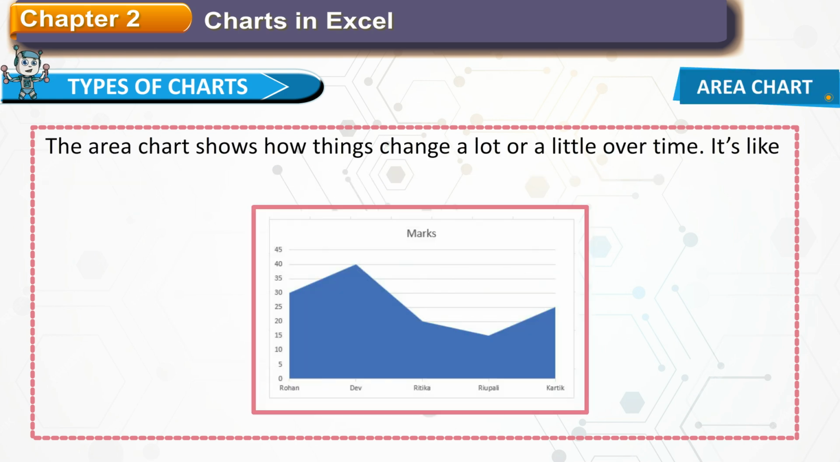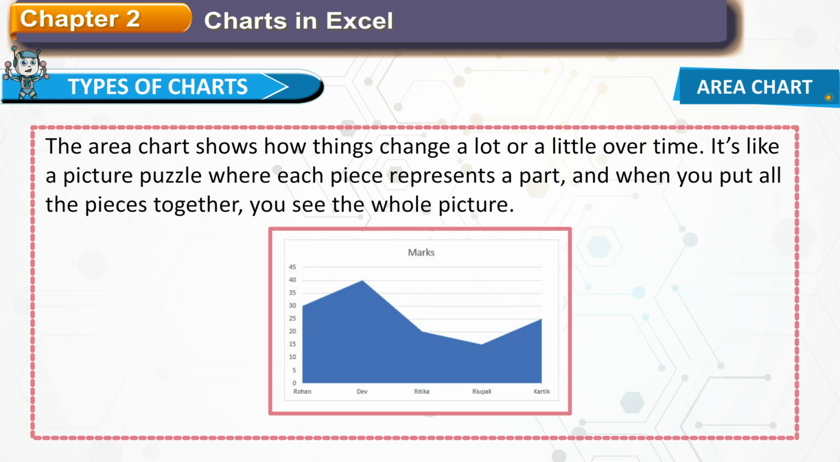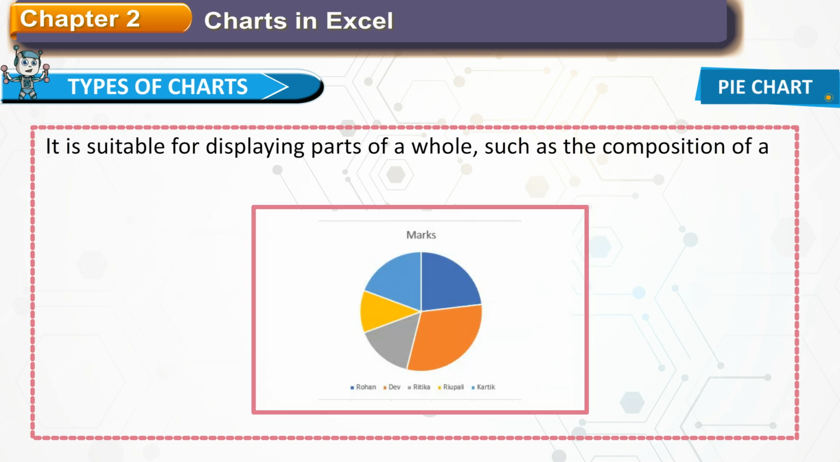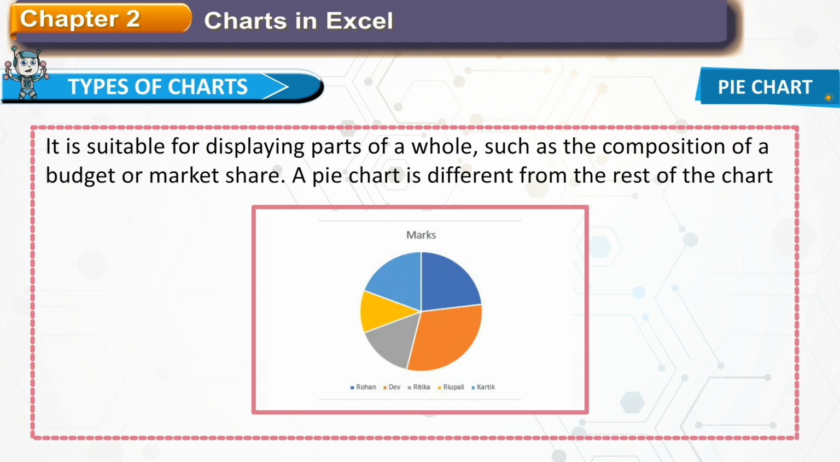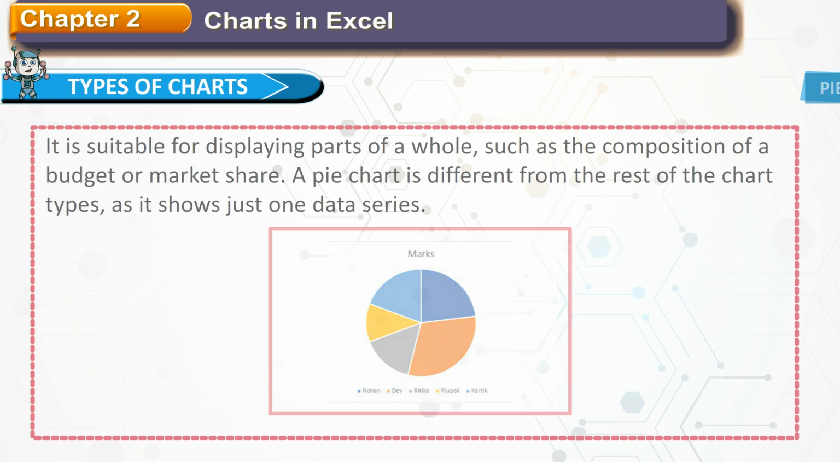Area chart. The area chart shows how things change a lot or a little over time. It's like a picture puzzle where each piece represents a part, and when you put all the pieces together, you see the whole picture. Pie chart. It is suitable for displaying parts of a whole, such as the composition of a budget or market share. A pie chart is different from the rest of the chart types, as it shows just one data series.